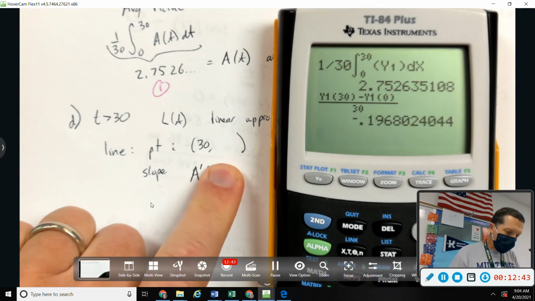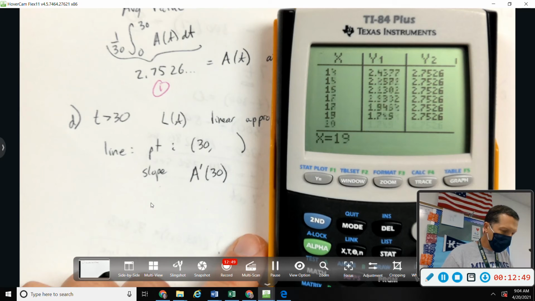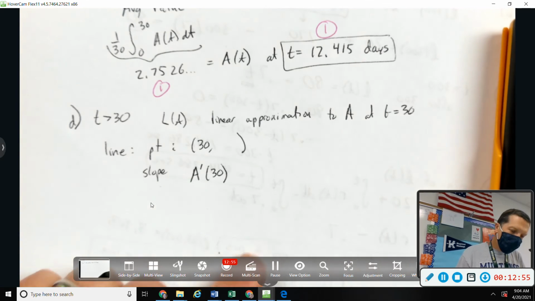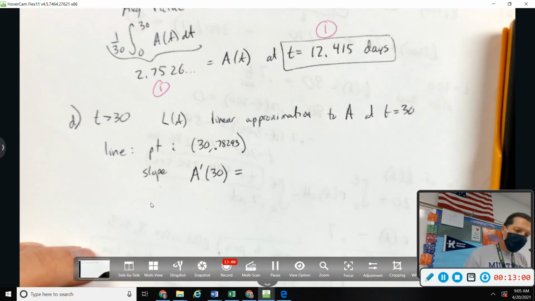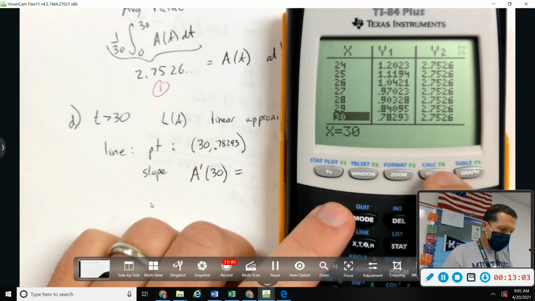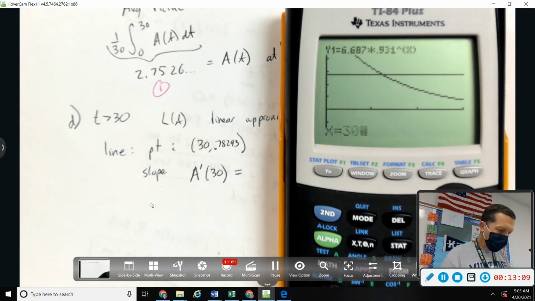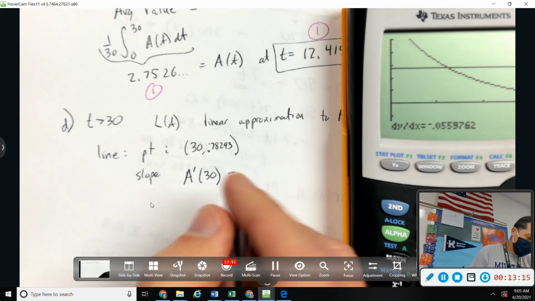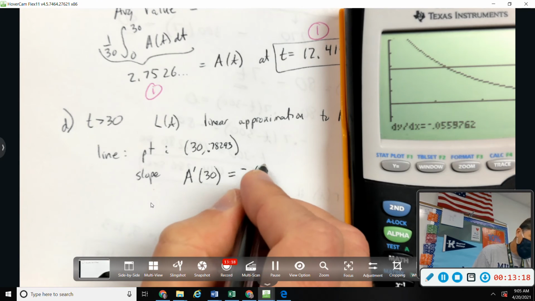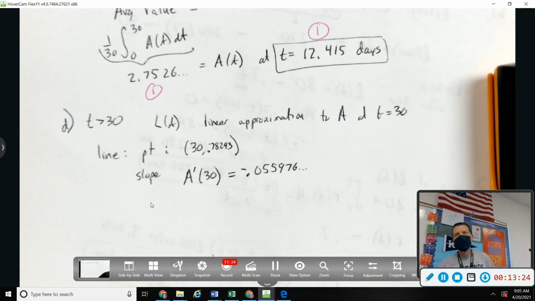So I need a of 30. I can go to the table maybe. I don't know if that's the quickest way, but so 0.78293. And a prime of 30 I can get from the graph. Second calc, dy dx at 30. Negative 0.055976, so on. I just want to be careful I don't round too early.